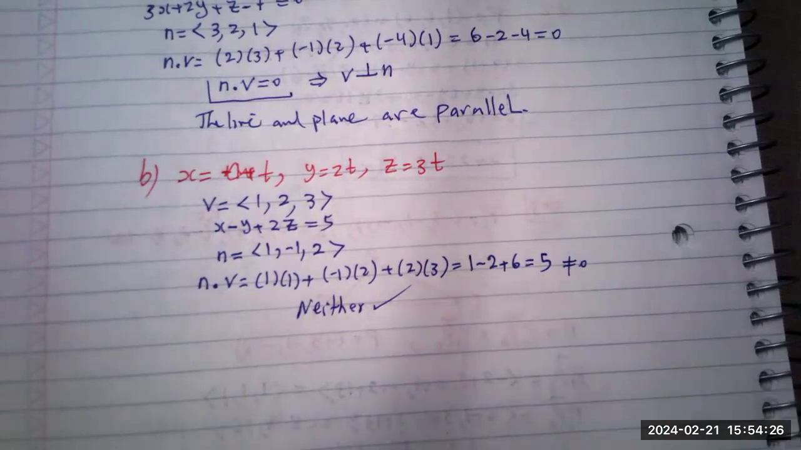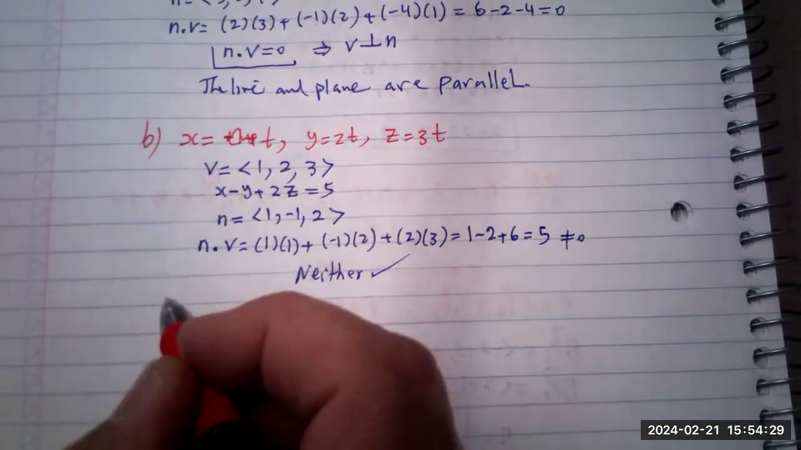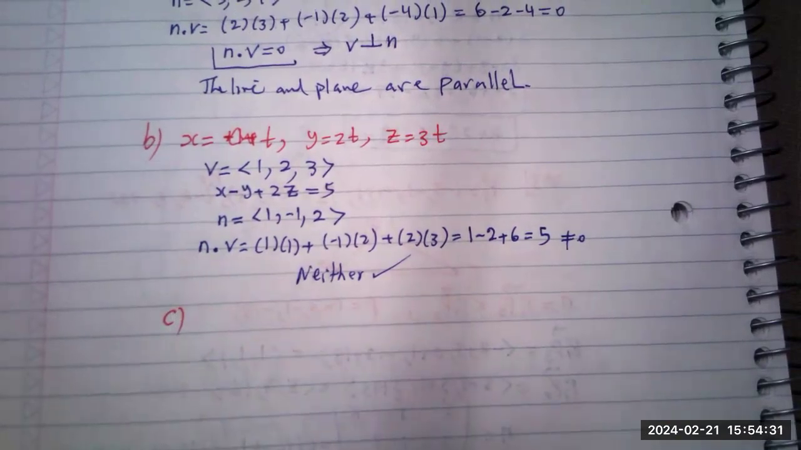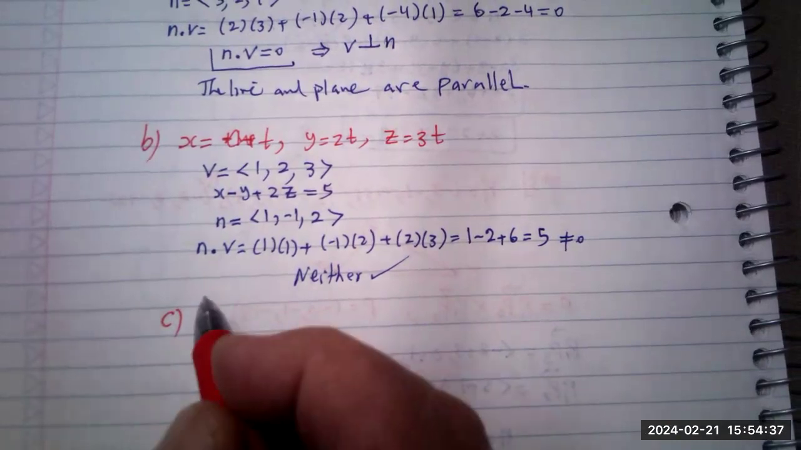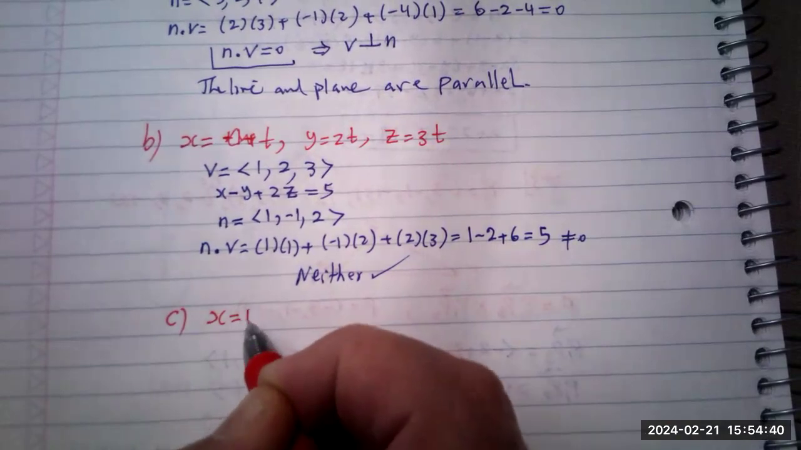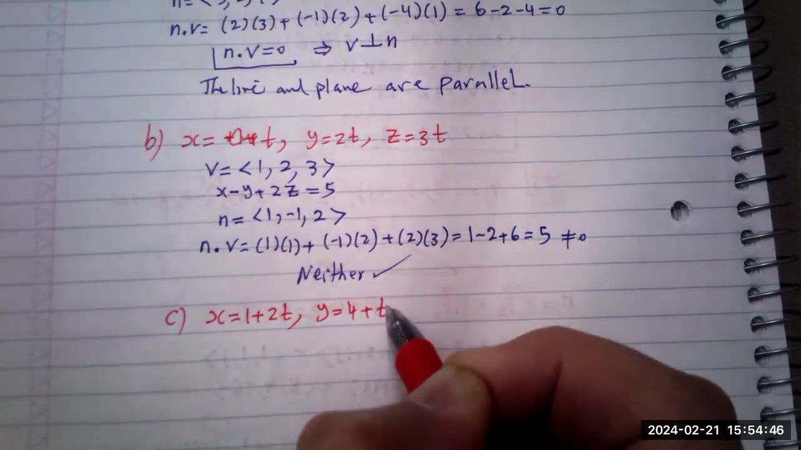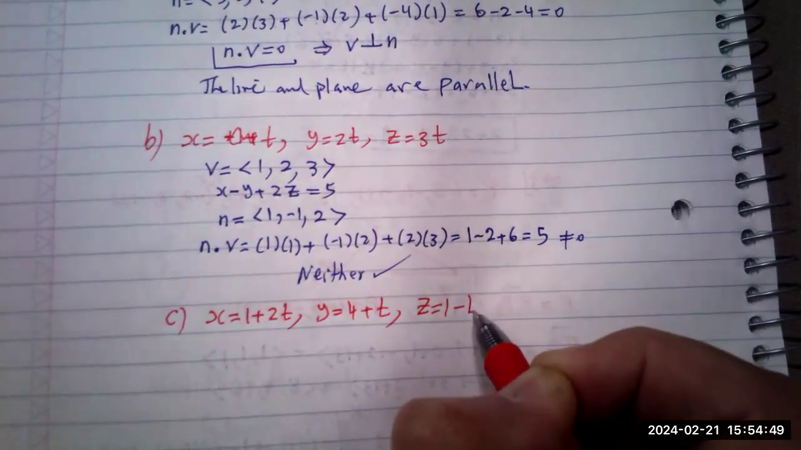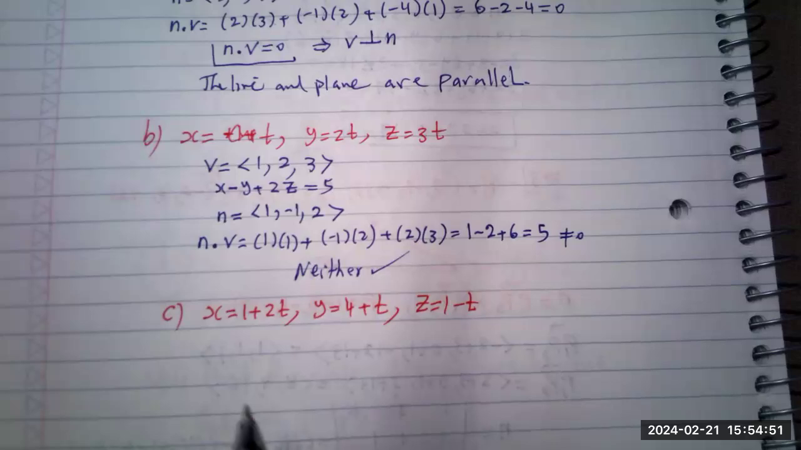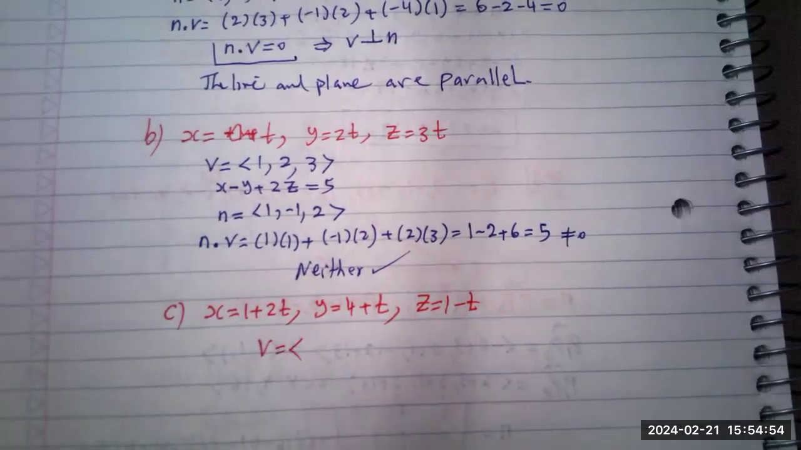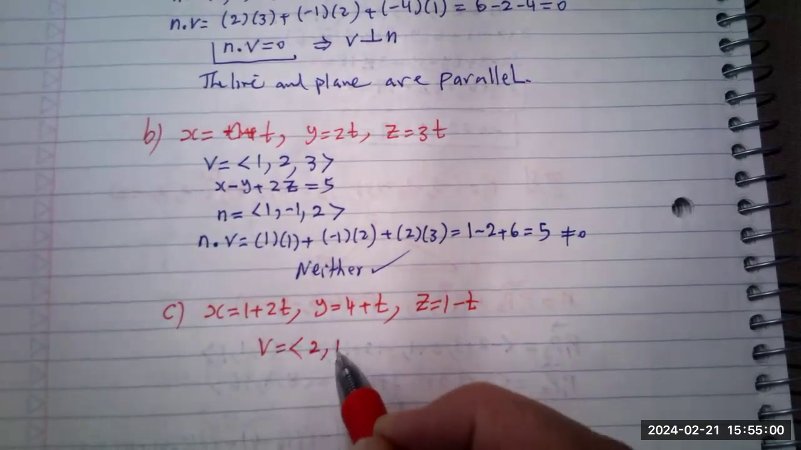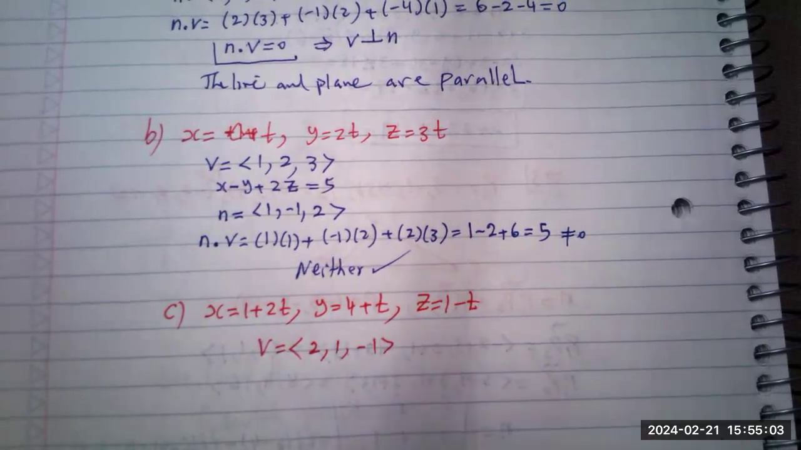So this is the one. Question. Checking part C to see if the normal vector and the directional vector are going to be parallel to each other. Checking C, x equal to 1 plus 2t, y equal to 4 plus t, and z equal to 1 minus t. Get the directional vector. The directional vector would be the coefficients of t: 2, 1, -1.